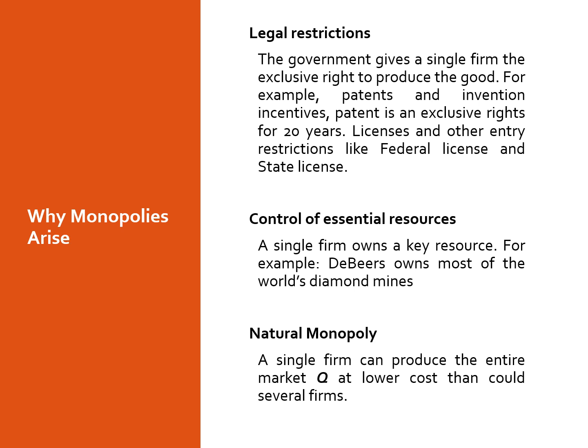Sebab dia kata kat sini, a single firm can produce the entire market quantity at lower cost than could several firms. So ini yang kita panggil sebagai economy of scale tadi tu. Okay, sebab kita menggunakan kos yang rendah tapi kita boleh produce lebih.